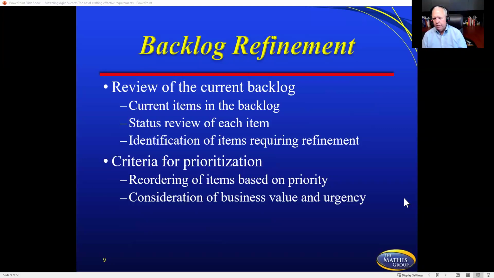Now, the backlog is your big pot of features and functionality, your user stories. So your product backlog is what that is. And so a review of the current backlog can help you. So it gives you the current items, status review of each item, identification of the item requiring refreshment. And so your backlog, your product backlog, your big master group, all the way down to your sprint backlog, which is what you're going to do in those 3 to 4 weeks, that's where it comes from.